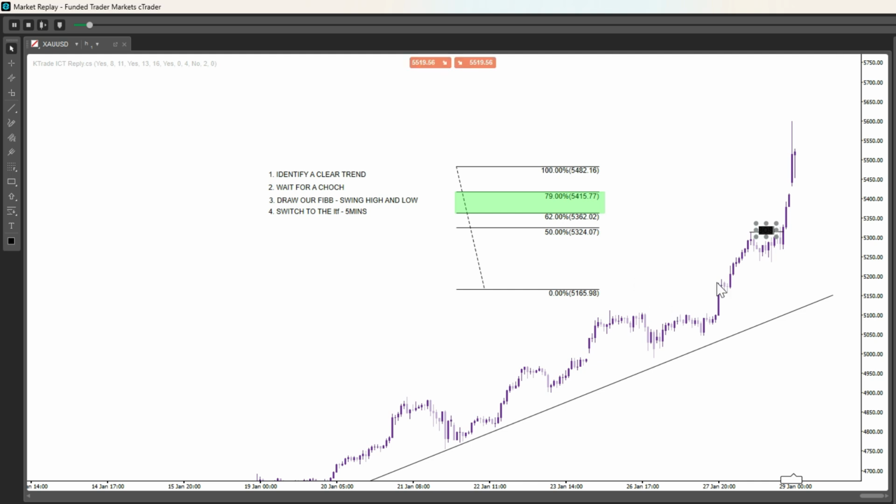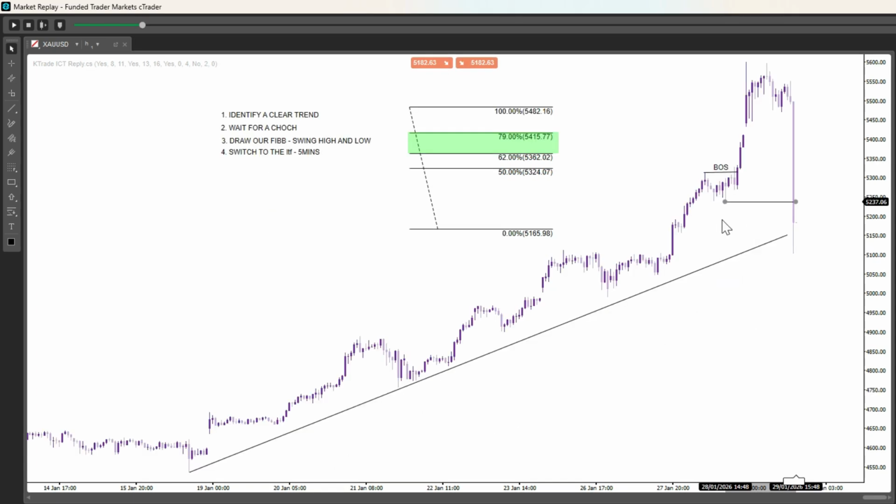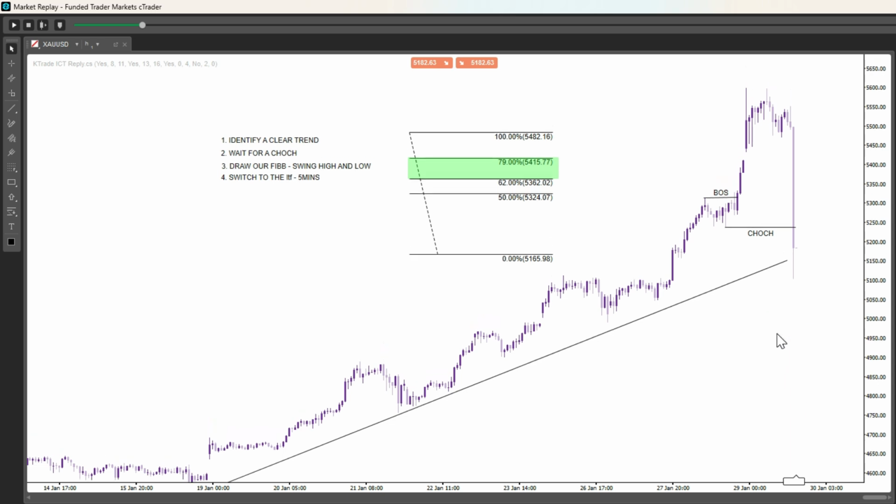That's our last break of structure right over there. So all we're looking for is a change of character. So let's play this forward and see. Right, so we wait for a change of character, which we see over there. So that's our change of character, which is a good sign for us.